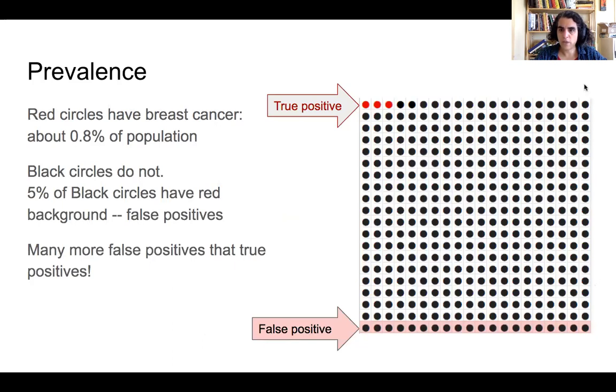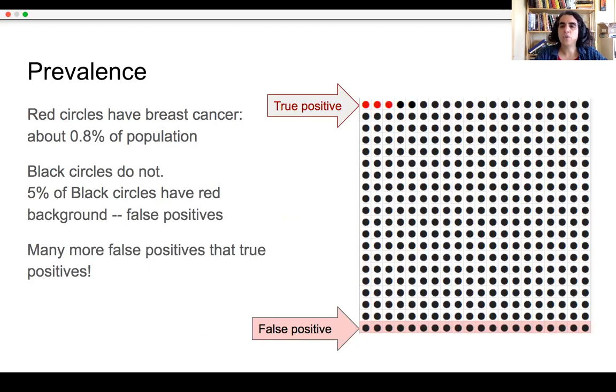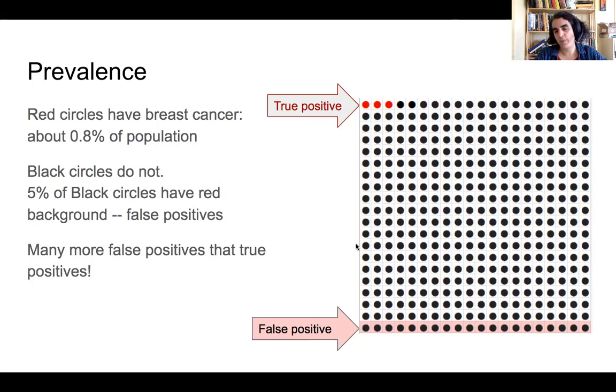Here's a grid. Oops, I've got to move my face again. Here's a grid of, I think this is 400 people. It's 20 by 20 dots. And if we're looking at about 0.8% of the population having breast cancer, this would be these 3 red dots up here.